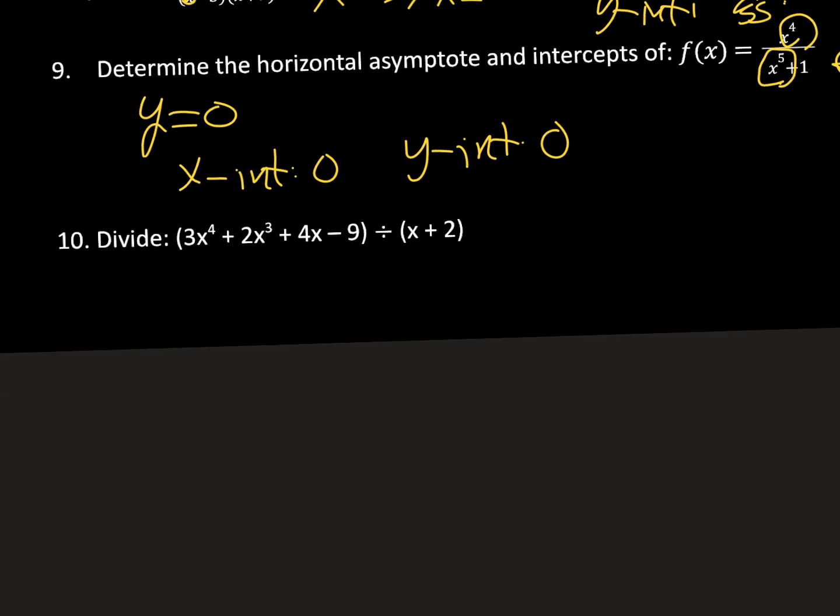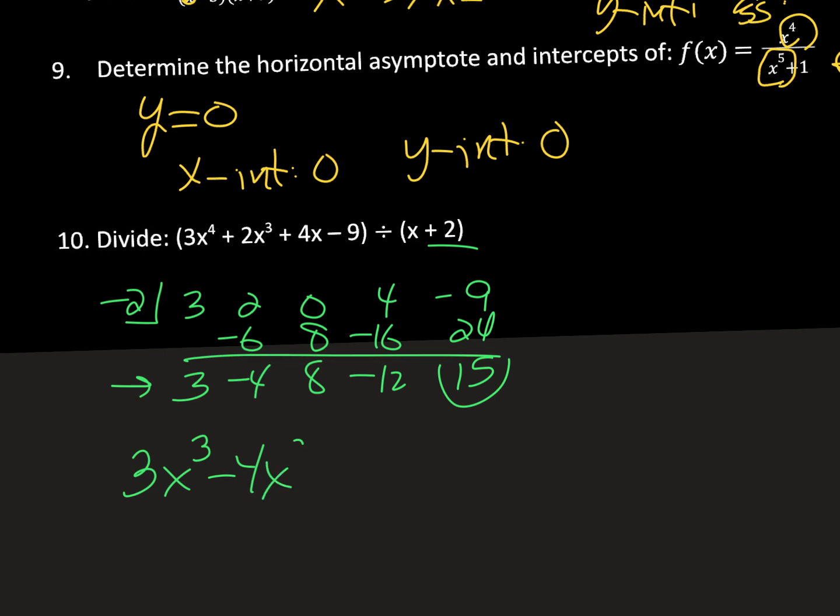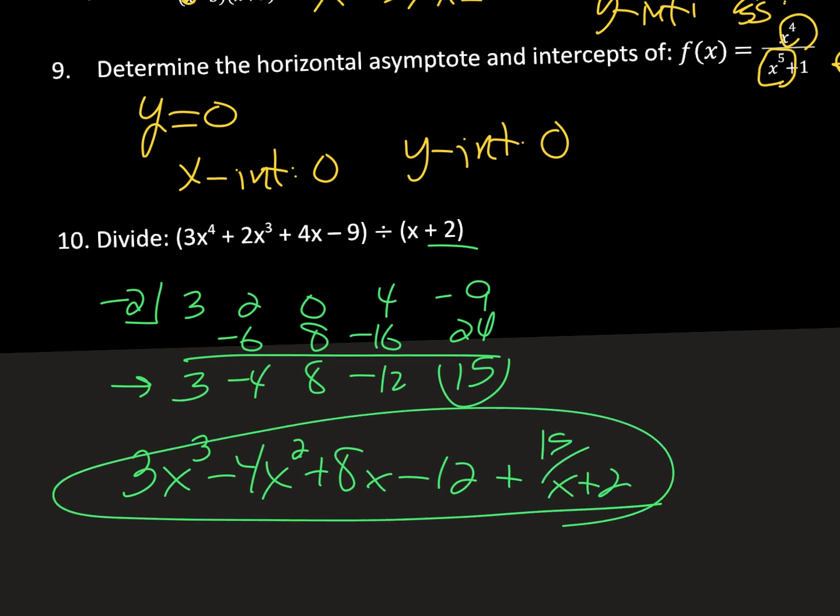Number 10, divide. Your choice how to do it. Because this is a x plus 2 right here, I'm going to do synthetic, so I'm going -2 in the box. 3, 2, don't forget your 0 because it's missing an x squared. Bring the 3 down, multiply, add, multiply, add, multiply, add, multiply, add. All right, now remember your answer is going to start 1 degree less than you started. We start with x to the 4th, so my answer is going to start with x cubed. -4x squared plus 8x minus 12, and then 15 is my remainder, which you always put over the x plus 2. Did that stuff last week.